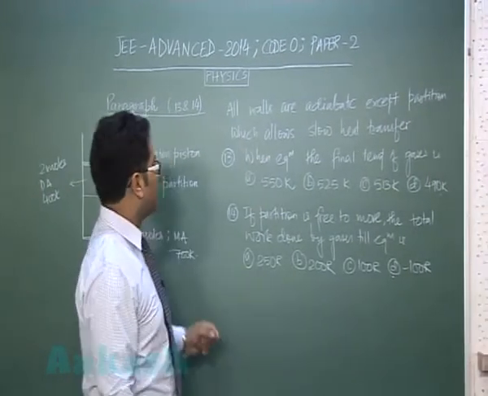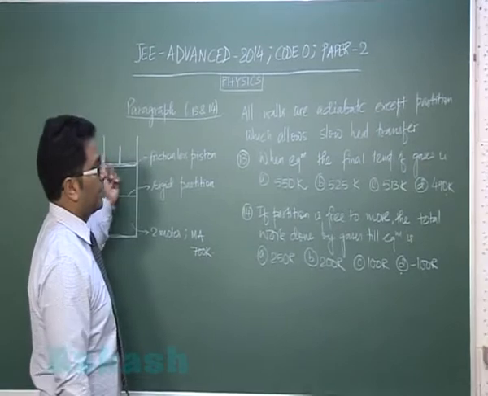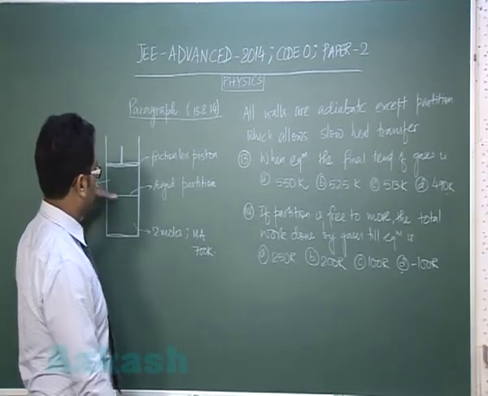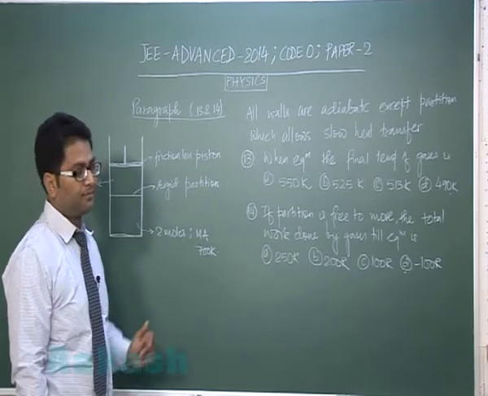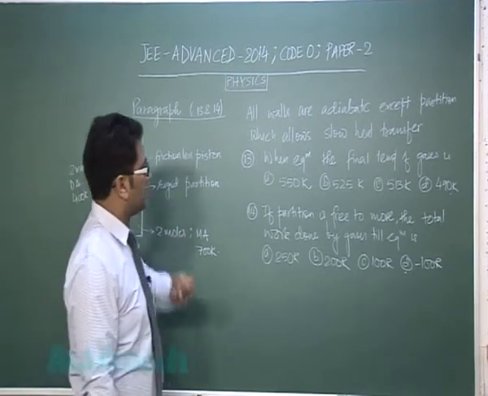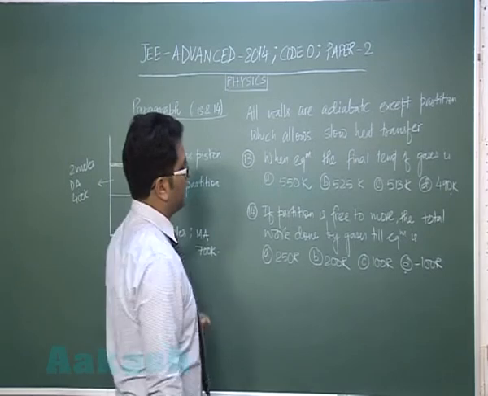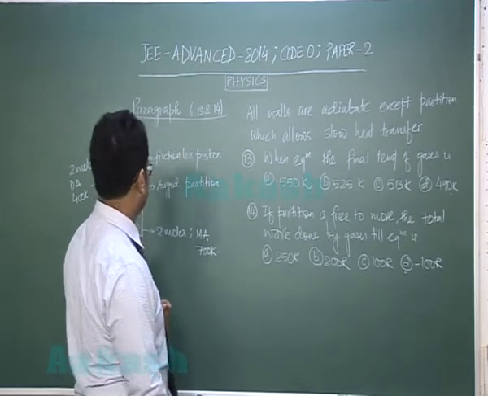All walls are adiabatic, all except the partition. The partition allows slow heat transfer. So question number 13 says, at equilibrium, find the final temperature.